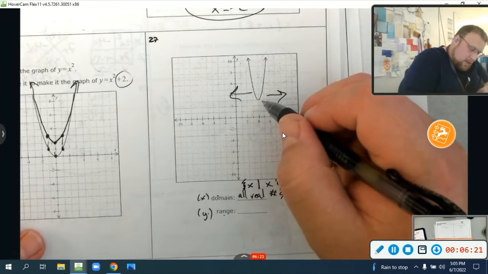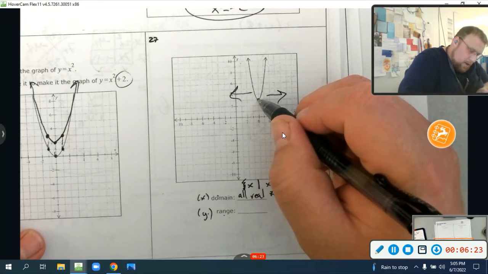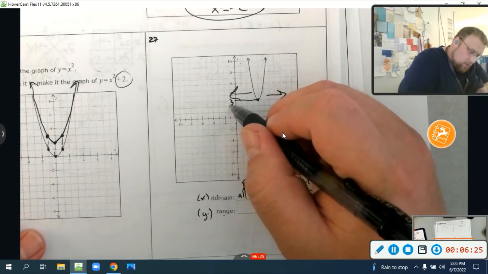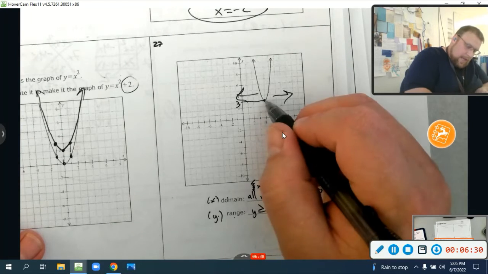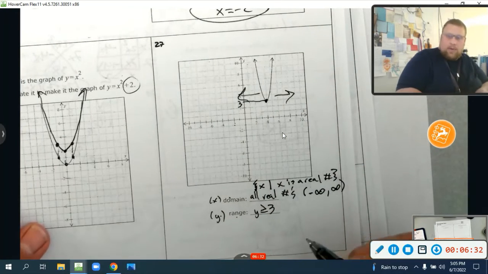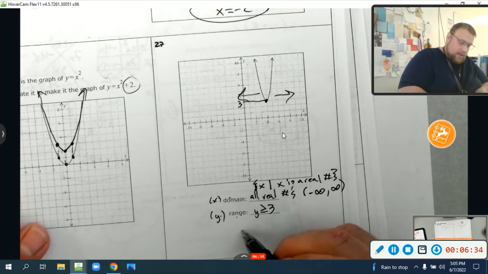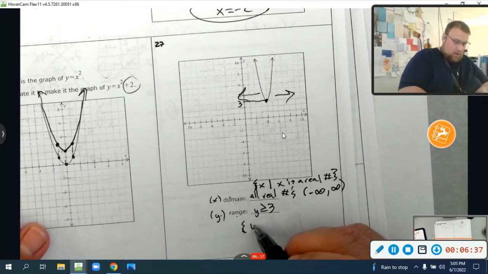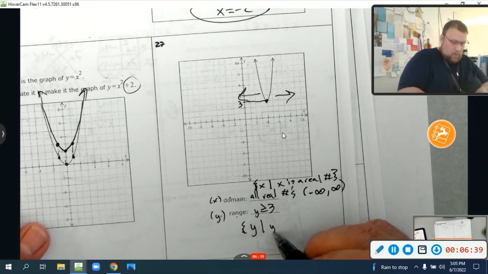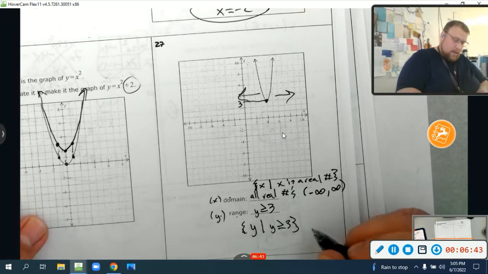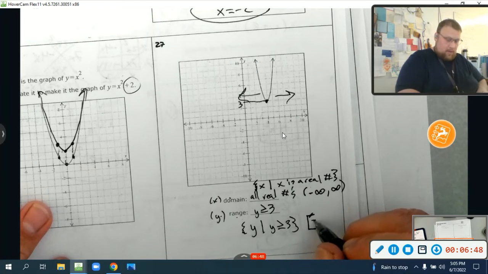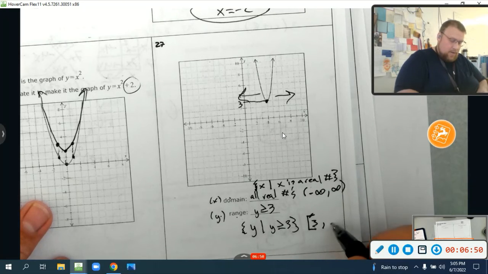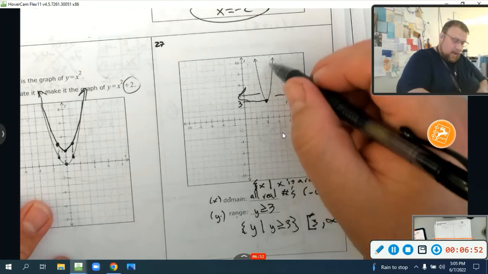Range, same kind of deal, except we see there's a bottom point right here. If we follow it over, that's at 3. So we know that our y has to be greater than or equal to 3. It can equal it because it's right on it, so we know it can equal it. Also, I could say, curly brackets, all y such that y is greater than or equal to 3. Or, I could say, hey, square bracket because it includes the point 3, and then it goes off to positive infinity. It's going up forever, right?